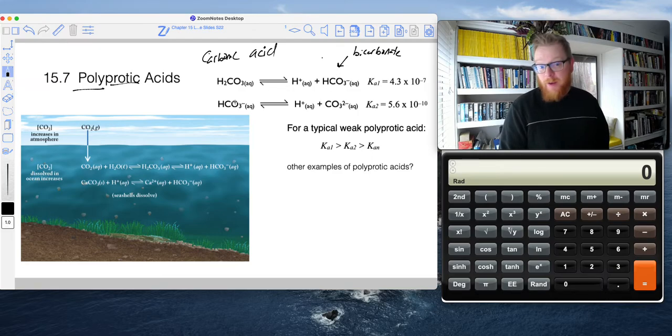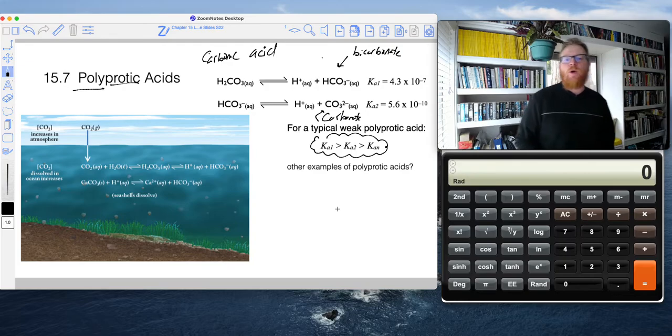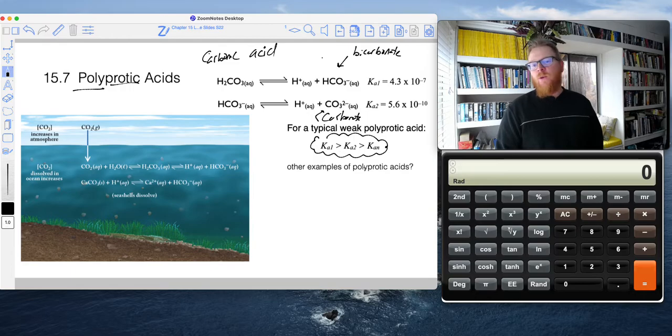The bicarbonate, because it has a proton on it still, can also dissociate to release another proton, and then just regular old carbonate. Okay. And you can see the second Ka is much smaller. And this is very typical that for a typical weak polyprotic acid, the first Ka is always greater than the second Ka, which is always greater than perhaps a third Ka, for example.